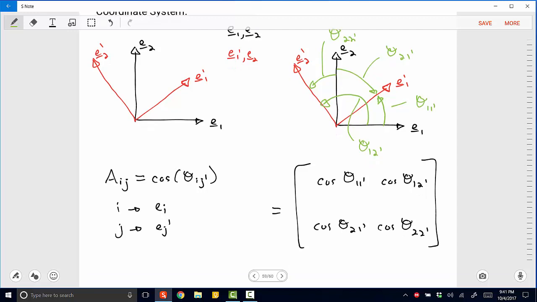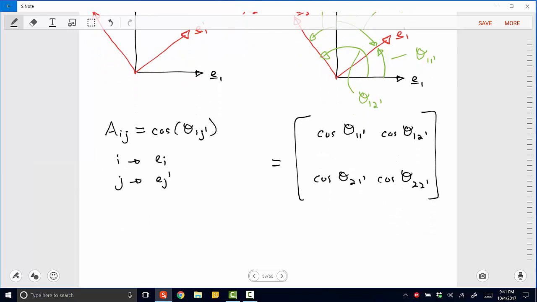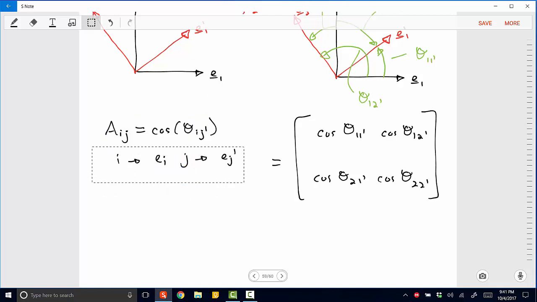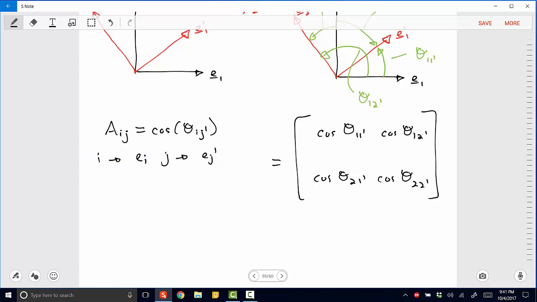And it's also important for us to remember that the index order that we found here is a_ij cosine theta_ij, and that order is actually the opposite of what we want. So this a_ij is actually giving us the A transpose, the transpose transformation tensor. Remember that. So we've just found A transpose here.